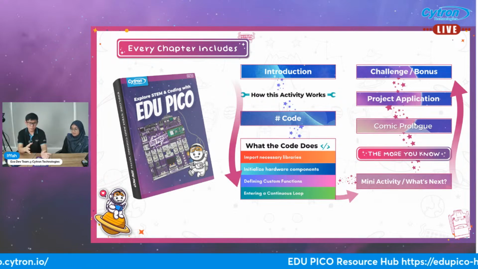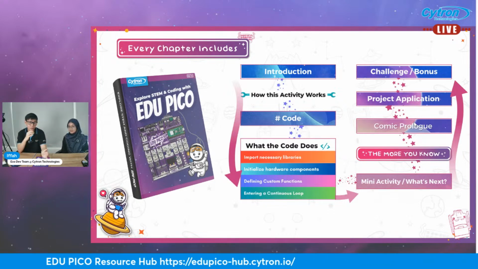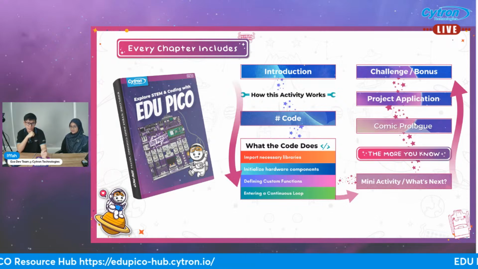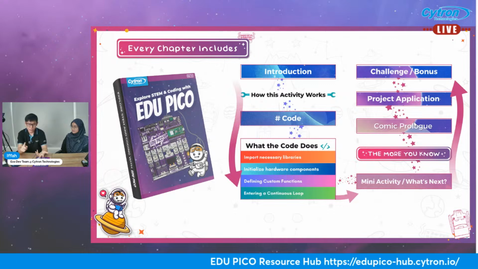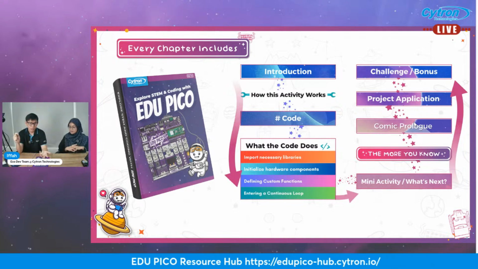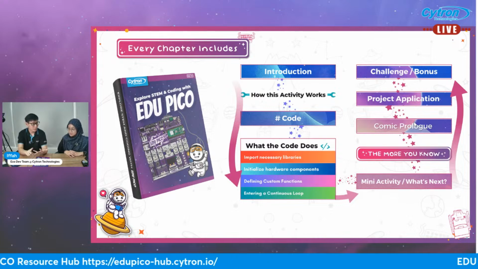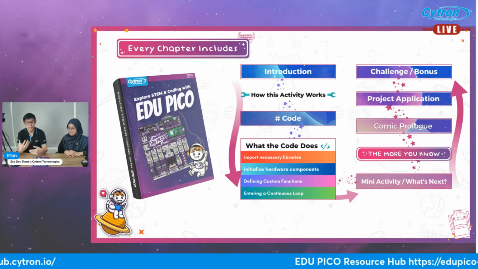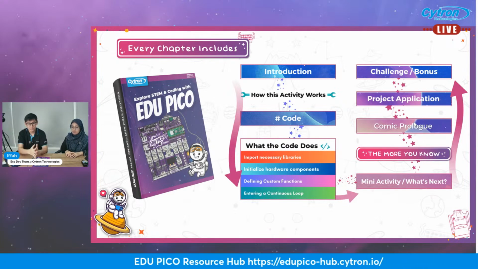In this area, students will go through their code section by section. The code is divided into 4 different sections: how to import your library, how to initialize your components and your pins, how to define functions if there are functions used in that chapter, and of course the continuous loop, what's happening in the continuous loop.